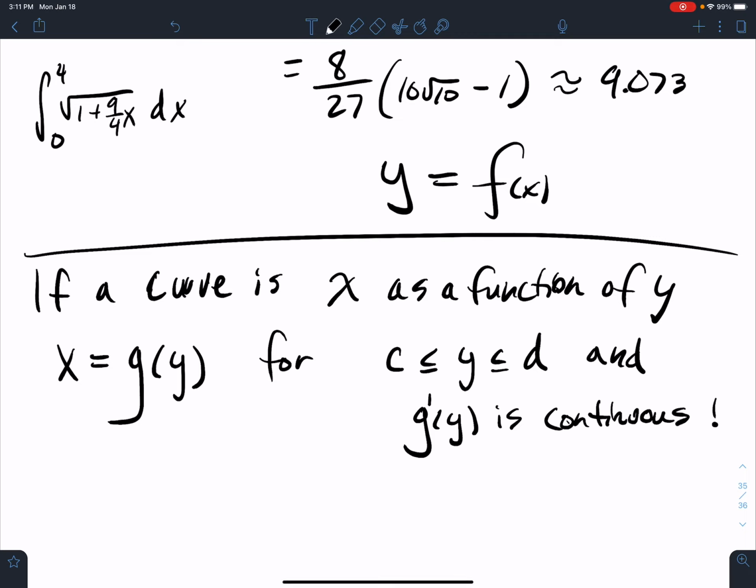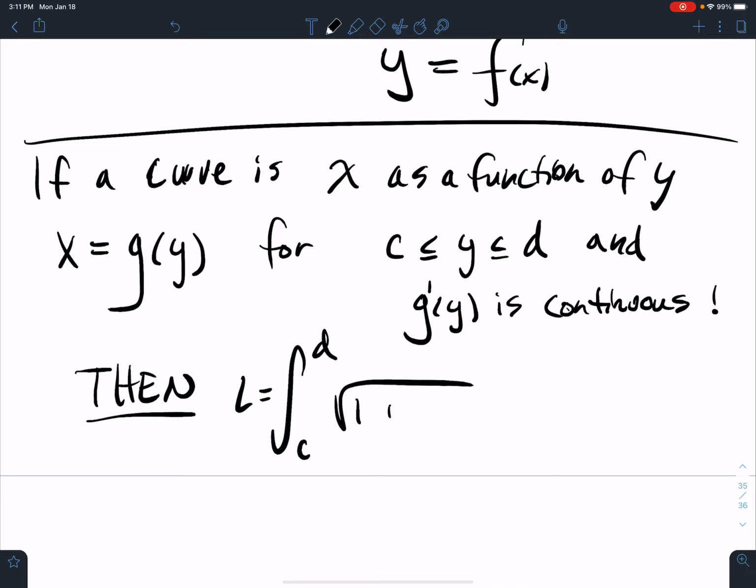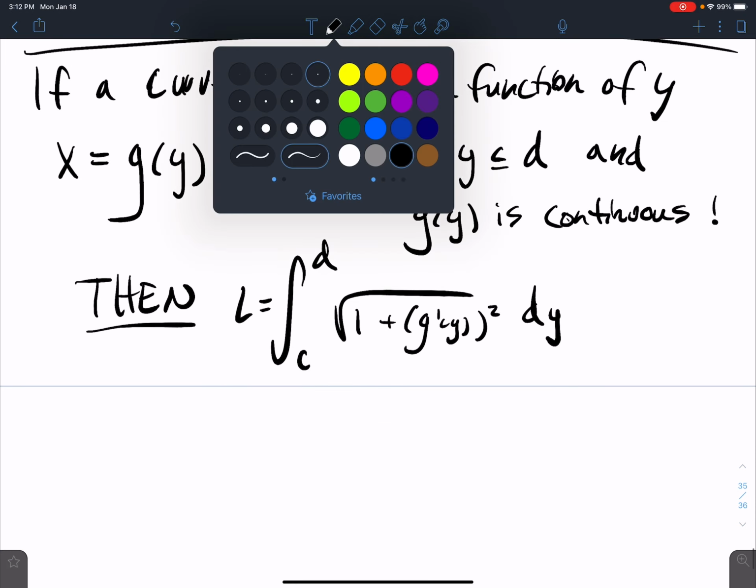Okay, so then if that's the case, the length is equal to the integral from c to d of the square root of 1 plus g prime of y squared dy. Okay? So let's do a problem.